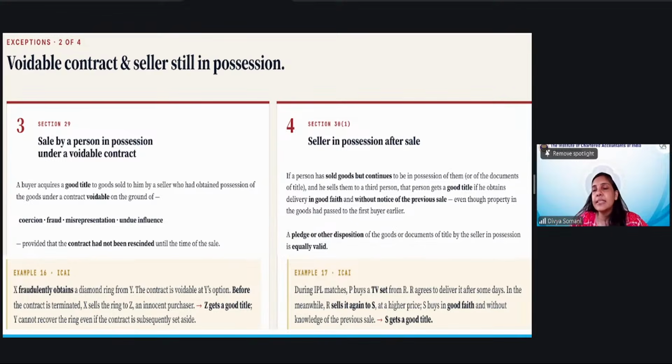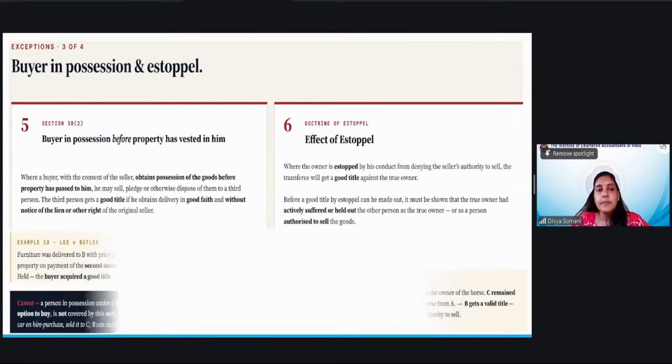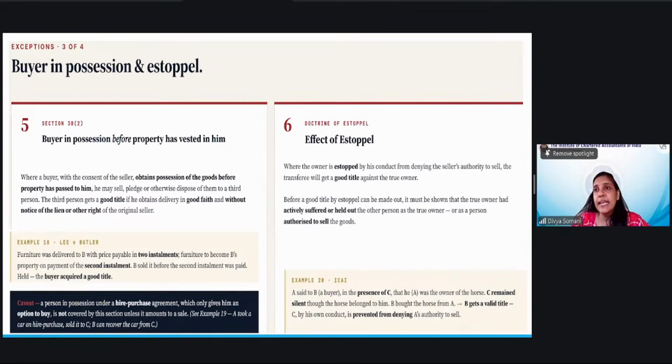This is all what we are studying. And the common line is the new buyer is acting in good faith. He does not have any notice of the previous sale. And the seller who is selling has the possession of the goods, even though he is not the owner, but he has the possession of the goods.